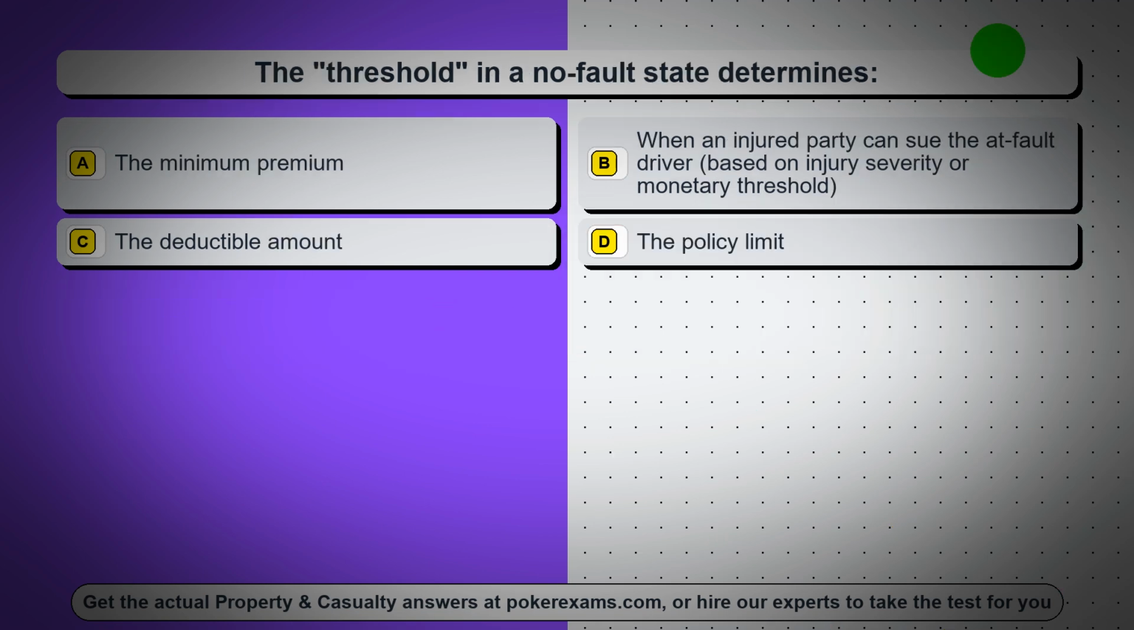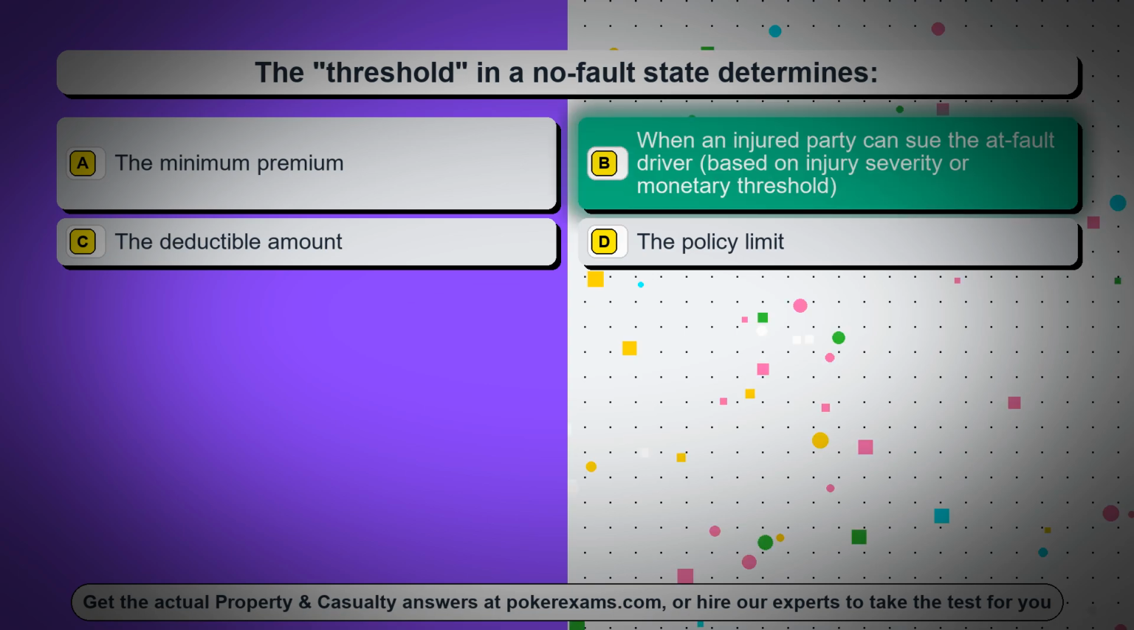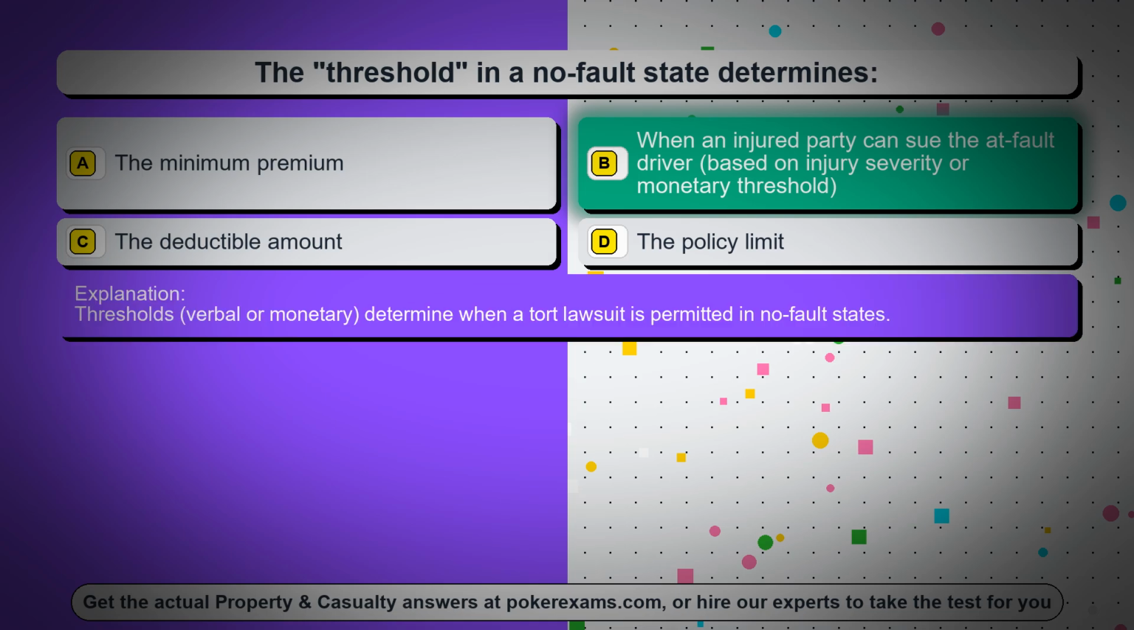Question 22. The threshold in a no-fault state determines: option A, the minimum premium; option B, when an injured party can sue the at-fault driver, based on injury severity or monetary threshold; option C, the deductible amount; option D, the policy limit. The correct answer is option B, when an injured party can sue the at-fault driver, based on injury severity or monetary threshold. Thresholds, verbal or monetary, determine when a tort lawsuit is permitted in no-fault states.